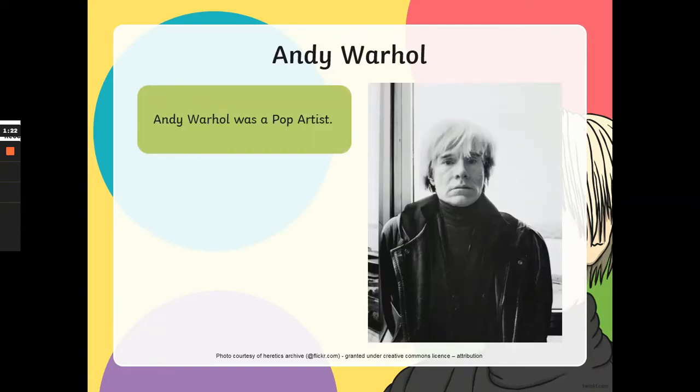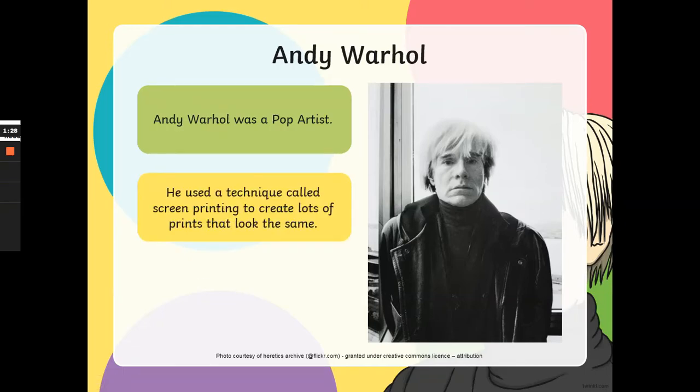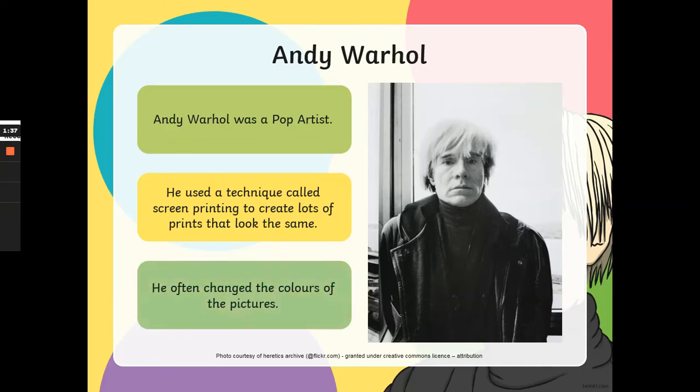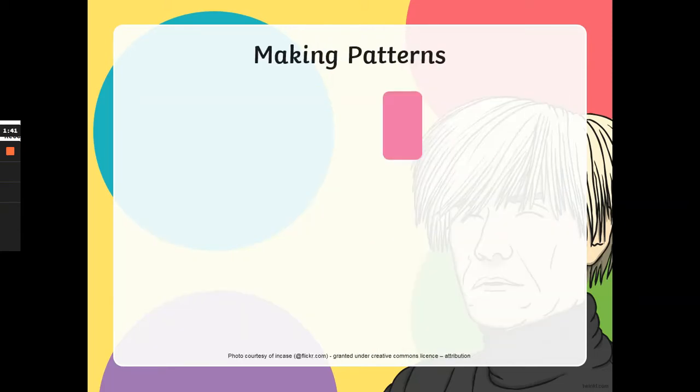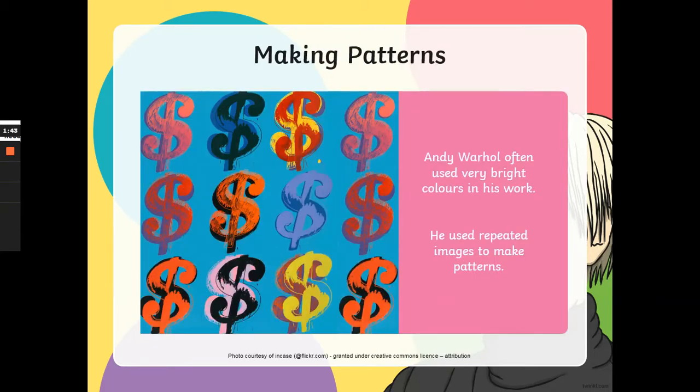So Andy Warhol was a pop artist. This is a picture of him. He used a technique called screen printing to create lots of prints that look the same. He often changed the colours of the pictures, okay? Making patterns. So Andy Warhol often used very bright colours in his work. He used repeated images to make patterns. So you can see this here, kind of what I'm telling you.